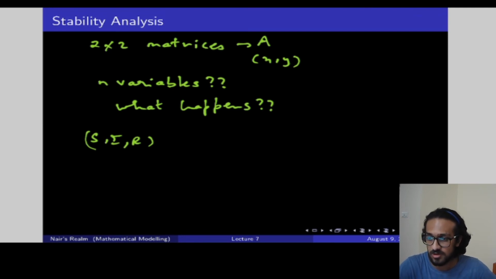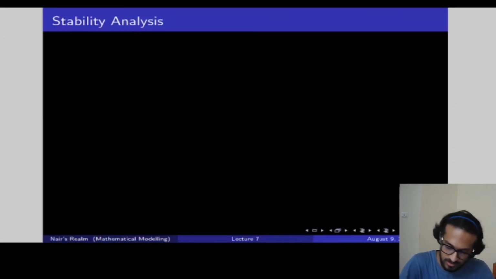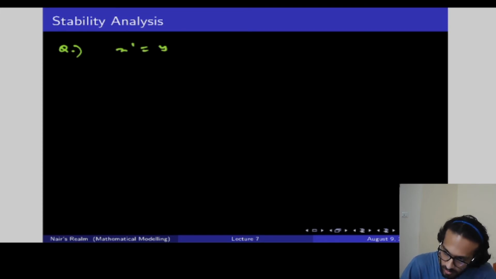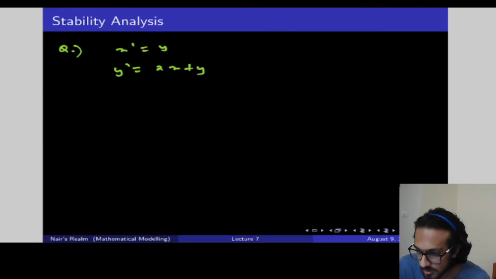In today's video, we'll just take an example of sorts and we can try solving it. That would be the easiest thing to do. So now let's just take an example of x dash equal to y, y dash equal to 2x plus y.